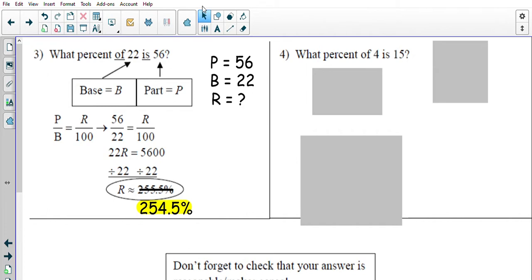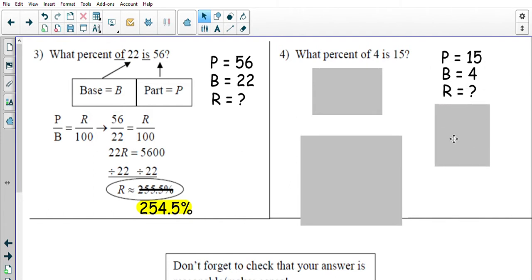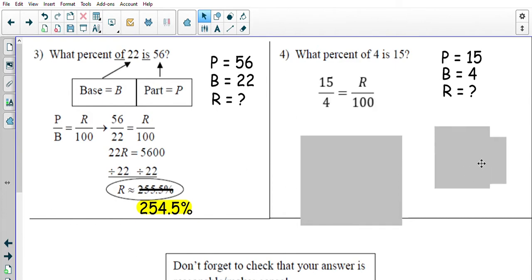All right, let's look at number 4. What percent of 4 is 15? Your base is 4 because it's of 4. The part then is 15. R is my unknown. So for P over B, it's 15 over 4 equals R out of 100. Let's go ahead and cross multiply and solve. Feel free to pause at any time. If you want to cross multiply and solve and then double check your answer, you can do that.